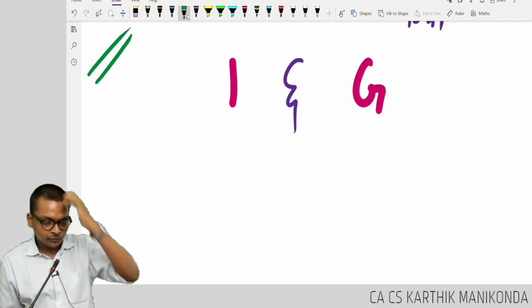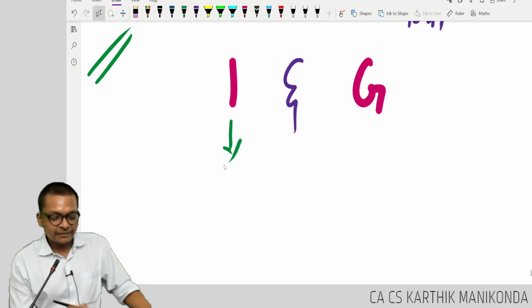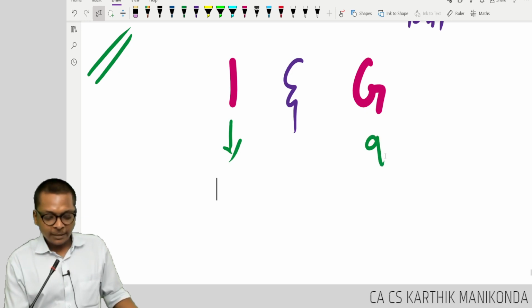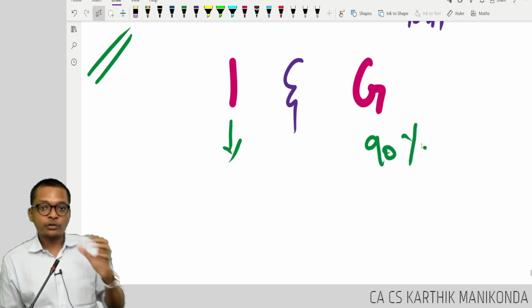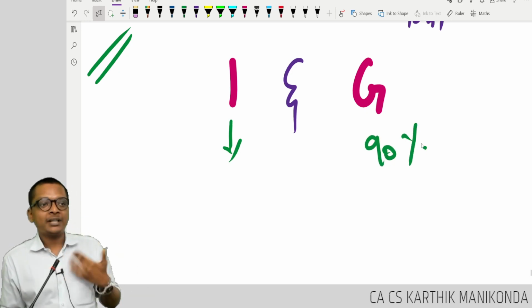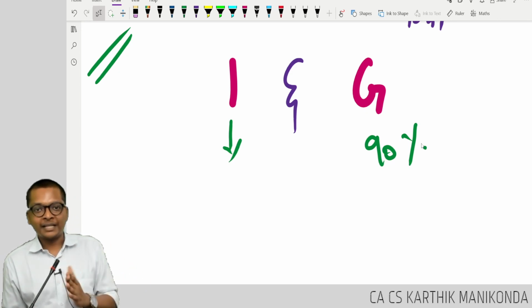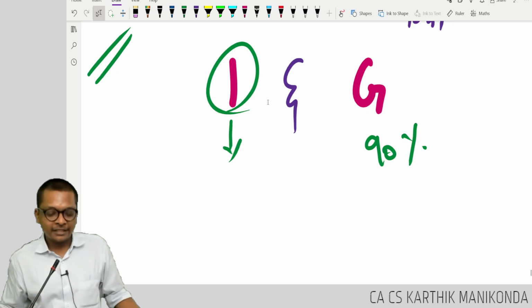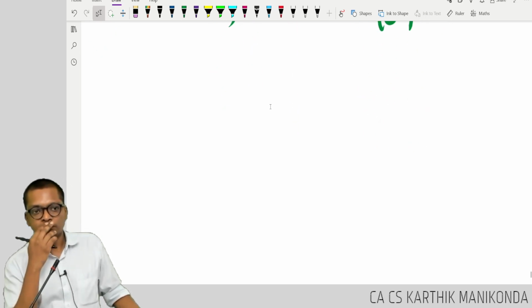Is that clear? Okay. Indemnity is the easy one, which gets over quickly in 10 minutes. Bulk of the time, 90% of the time in this topic is only for guarantee. If you look at the exam questions also, 9 out of 10 times they will test only guarantee. So quickly, let's finish off indemnity first. What is indemnity?